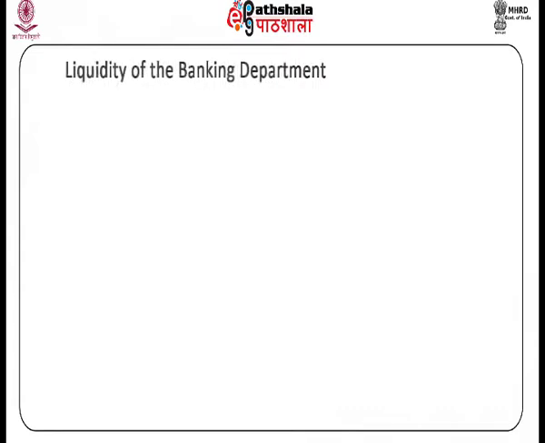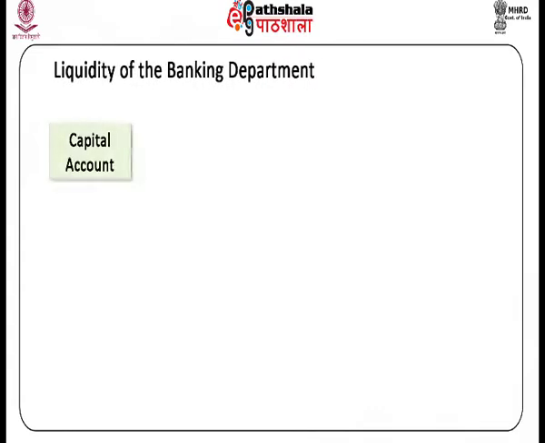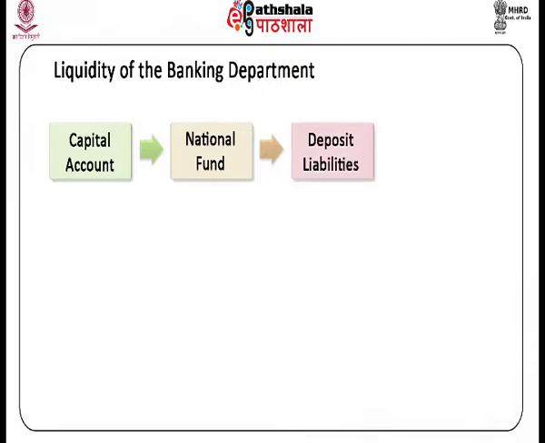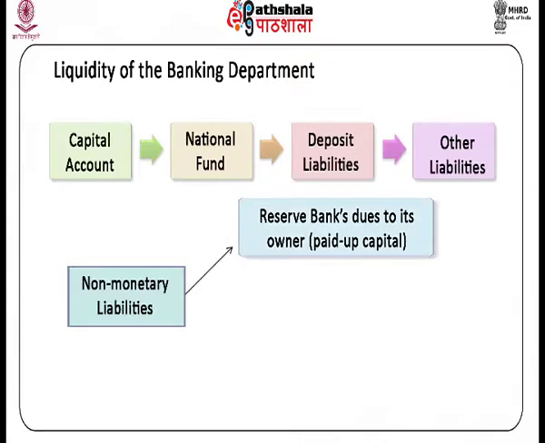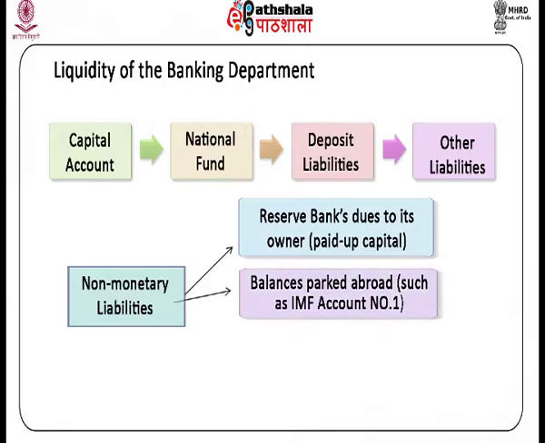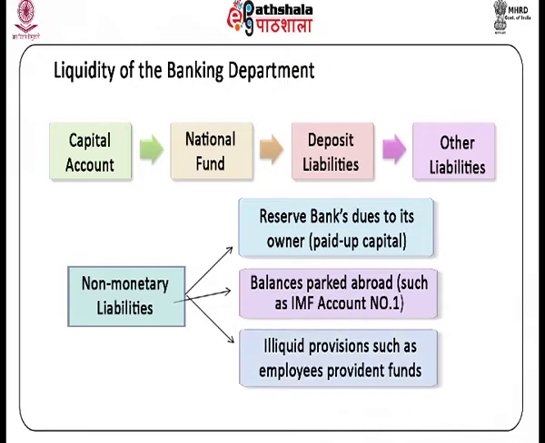The liabilities of the banking department, comprising the capital account, national funds, deposit liabilities, and other liabilities, can be analytically partitioned on the basis of their moneyness. Non-monetary liabilities essentially comprise the Reserve Bank's dues to its owner, paid-up capital, and on itself, reserves. Balances parked abroad, such as IMF account number 1, and illiquid provisions, such as employees' provident funds. The bulk of the deposit liabilities, along with currency issued outside the Reserve Bank, are monetary in that they provide the base for deposit creation as components of reserve money.